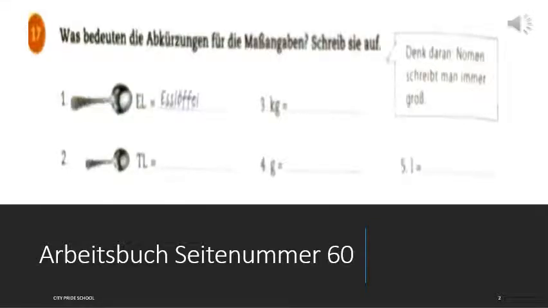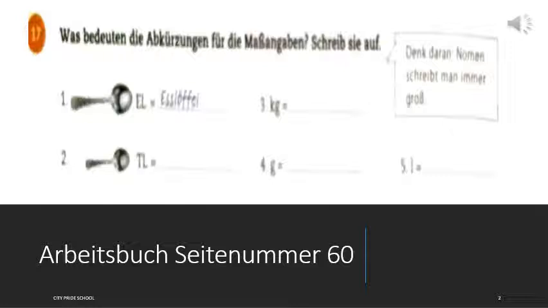Was bedeuten die Abkürzungen für die Maßangaben? Maßangaben are the measurements. So what are the short forms? Abkürzungen is short forms for these measurements. Schreib sie auf, write them down. Denk daran, Nomen schreibt man immer groß. Just keep in mind that the noun's first letter should always be capital. So while writing, you just see to it that the first letter you are writing is capital.